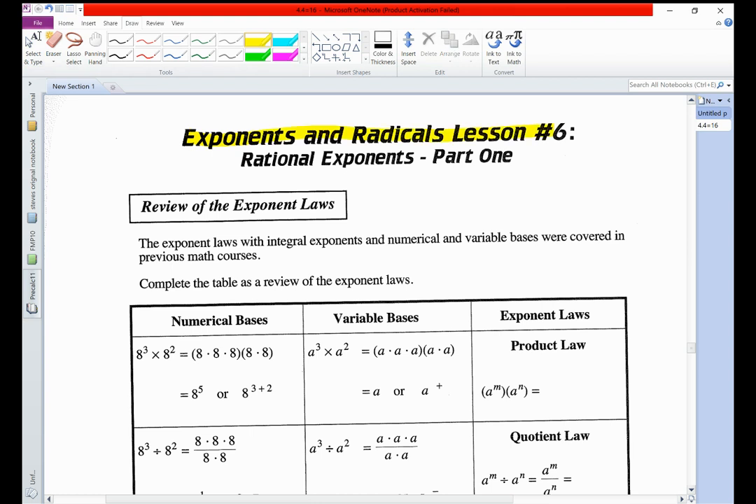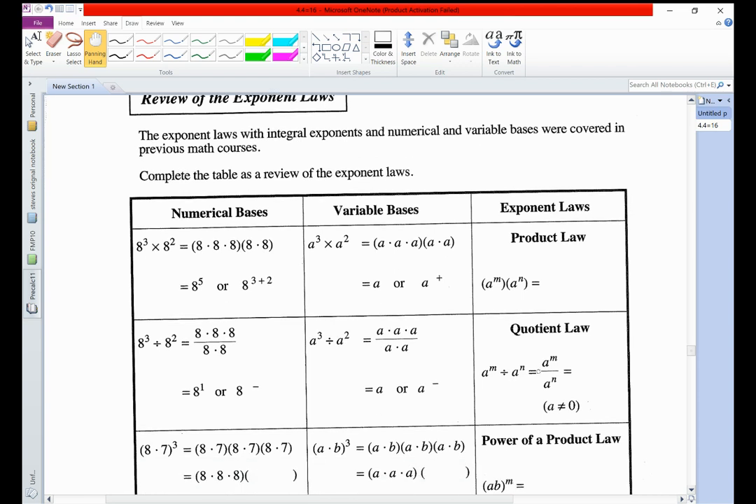So now we are going to jump into some rational exponents. And we're going to start by reviewing the exponent laws. I want to go pretty quick through this. Hopefully you know what's going on, and you remember some of this from grade 10. And if not, we can go over a longer example or a longer review in class. But this is a longer video, so I want to just get through this pretty quickly.